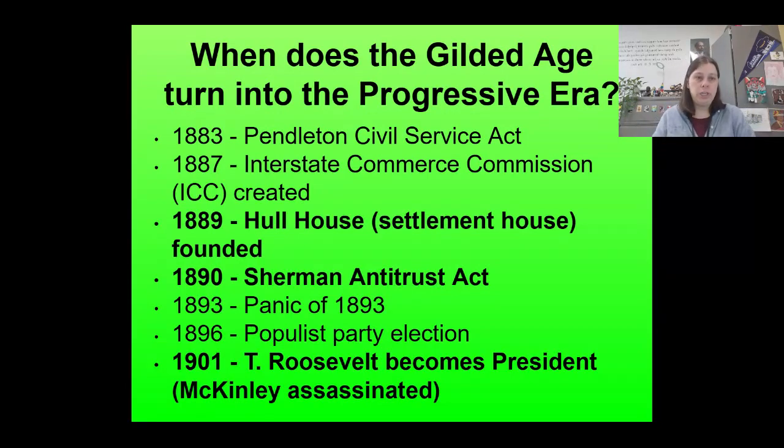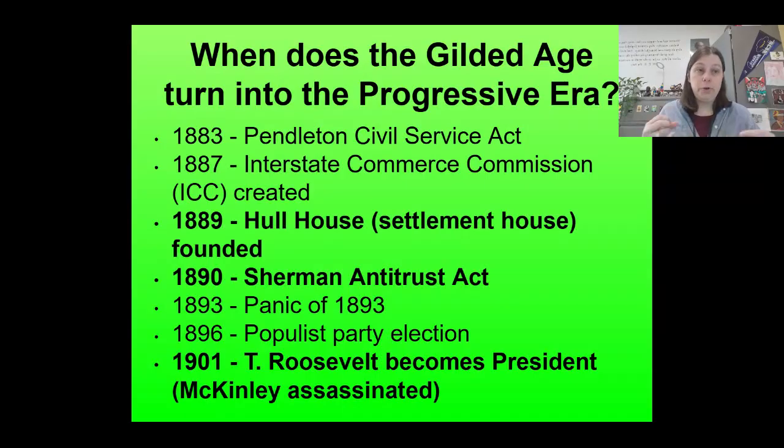So I think it's useful just to take a look at some of the potential transition points where we could say that we're going away from the Gilded Age and into the more reformist progressive era. These are all pretty good specific pieces of information here. So possibly the earliest that you could say the Gilded Age is ending and the progressive era is starting is in the 1880s. A few things going on in the 1880s.